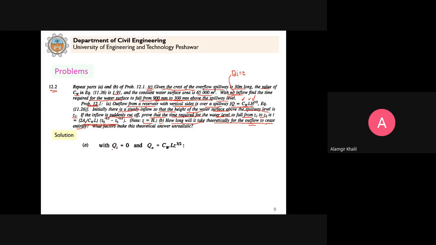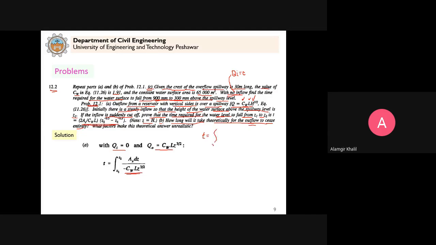In this case Qi is equal to 0, and Q naught, the discharge outflow, is given by CWL into Z to the power 3 by 2. This is for a spillway, clear? So this is the general expression that we put here. T is equal to the integral from Z1 to Z2 of AS dz divided by Qi minus Q naught. So this is now equal to minus CWL into Z. We have this as the general expression that we already discussed.